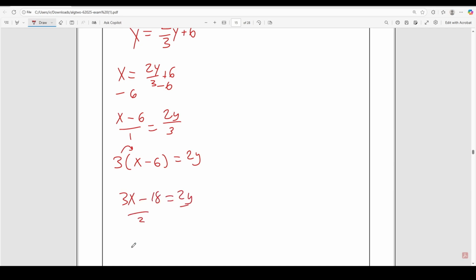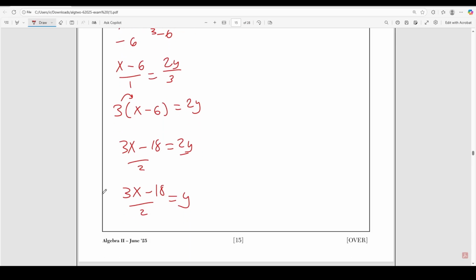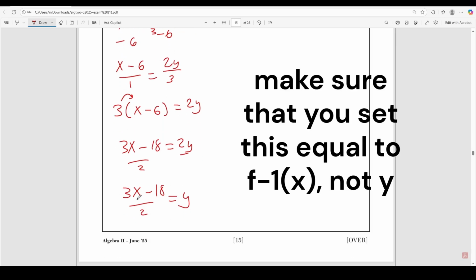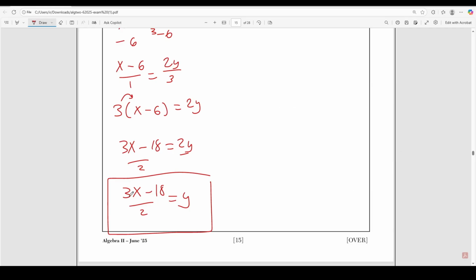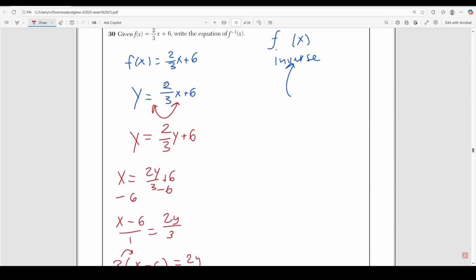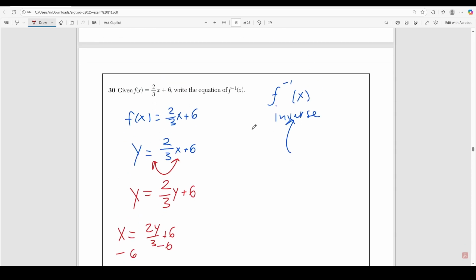And I can divide both sides by 2 to get 3 over 2x, or just 3x minus 18 over 2 is equal to y. You can simplify that if you want into 3 over 2x minus 9, but you can also keep it over the 2 if you want, right? So that's just the right answer. Just make sure to always flip the x and the y when you're finding the inverse function and know what it is.